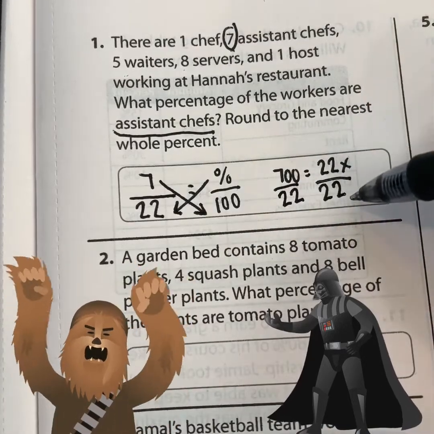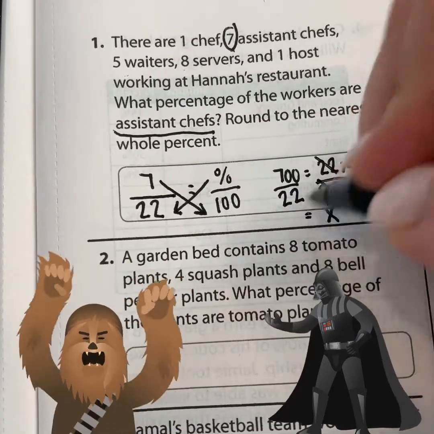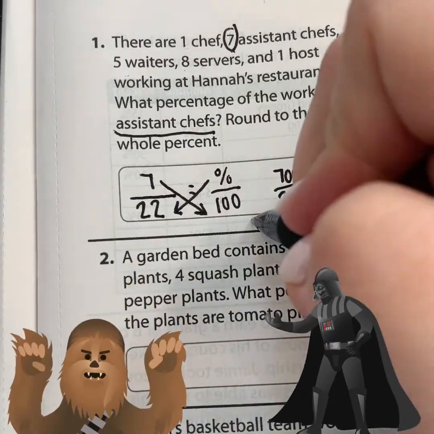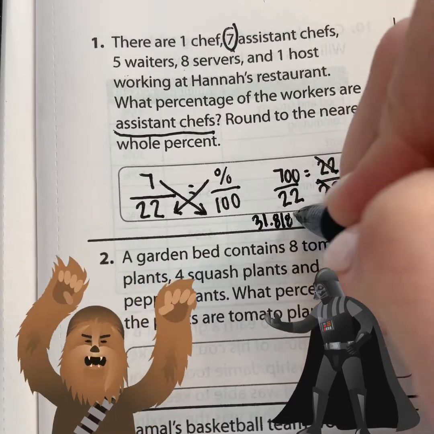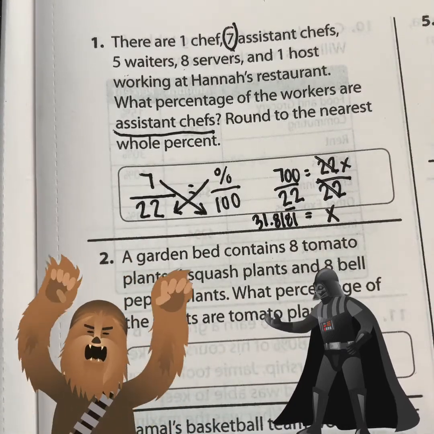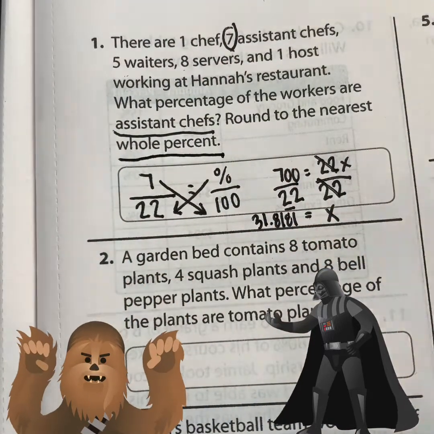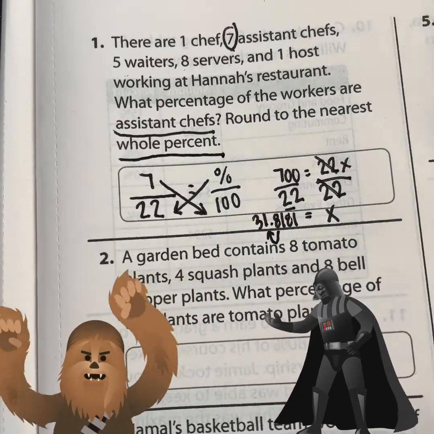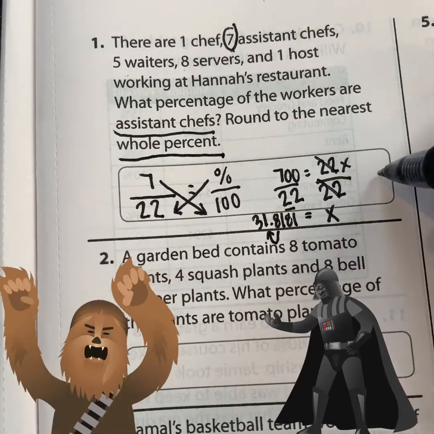Now, 22 divided by 22 is obviously 1. So that gives us x over here by itself. And 700 divided by 22 gives us this really weird decimal number. It's 31.8181, and that repeats. Now, according to our instructions in the question, it says to round to the nearest whole percent. So that means we're going to look at this decimal 8 to tell us what to do with that 1. Well, 8 tells 1 to go up. So our percent here is going to be equal to 32%.